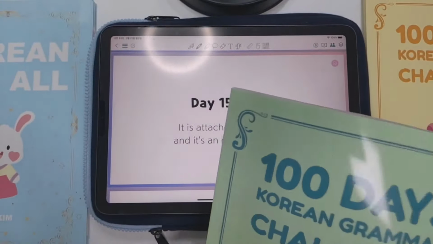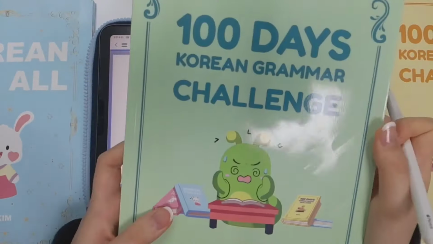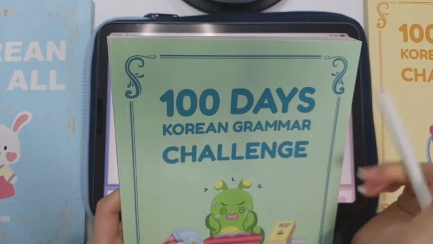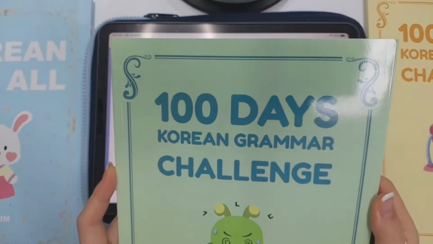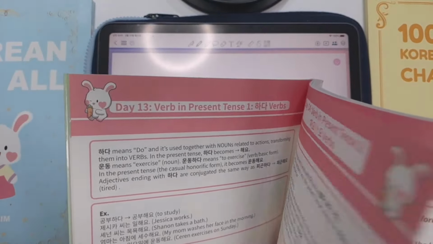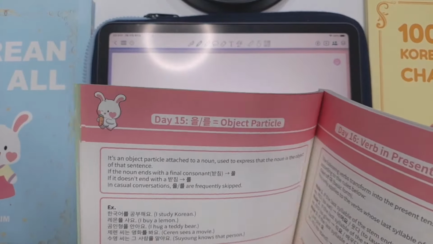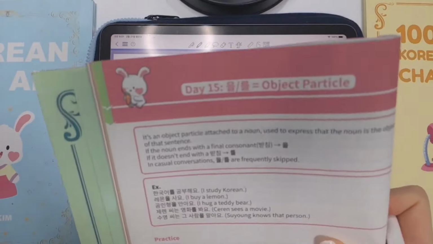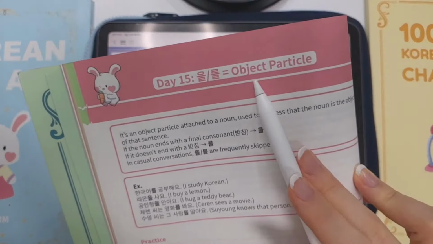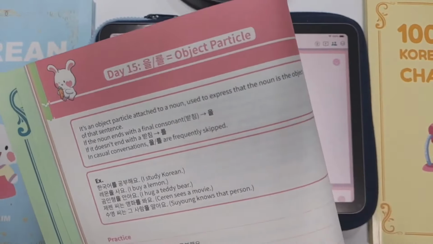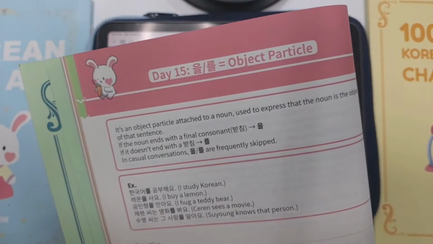So it is day 15, so please prepare our textbook, 100 Days Korean Grammar Challenge. This is our textbook, and please open our book to page 26. Day 15, object particle, right? You can see it on page 26. Did you open the book?